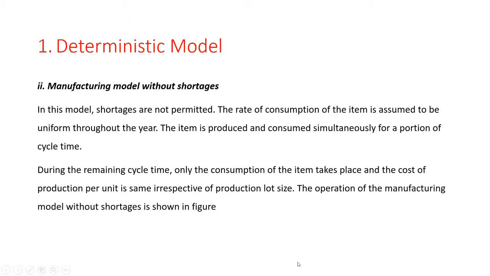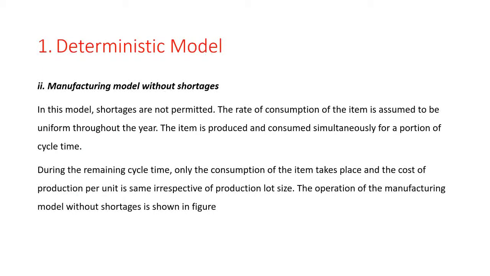The next part is what? Manufacturing model without shortage. Suppose we take into account a company which manufactures an item which is required for its main product. Then the corresponding model of inventory is termed a manufacturing model. So if one company is manufacturing some item which requires a main product for the manufacturing purpose, then this corresponding model of inventory is called a manufacturing model.